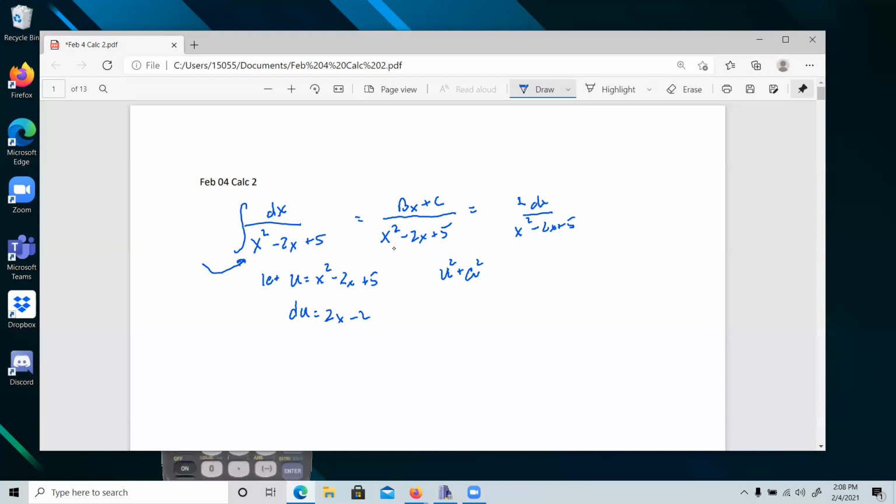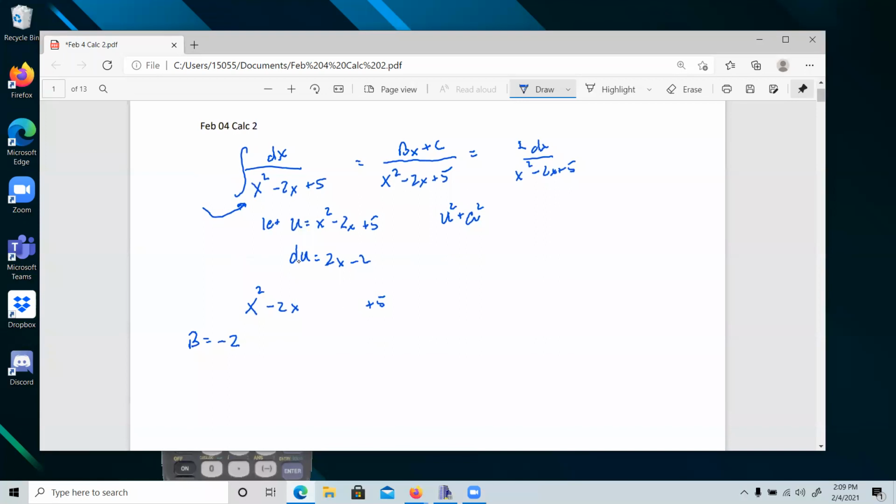So we're going to complete the square on x squared minus 2x plus 5. If you remember how to complete the square, you identify the middle term. If I put this in the quadratic formula, a would be 1, b would be negative 2, c would be 5. So b is equal to negative 2. Now we take half of it, which is negative 1, and then we square it, which gives 1. This is the magic number that lets you complete the square.